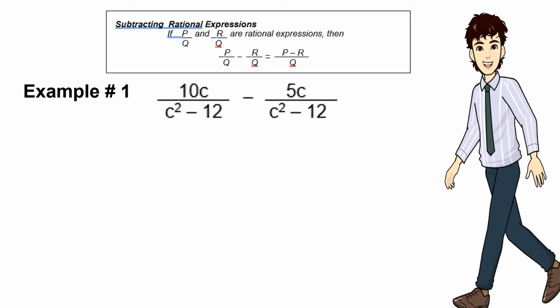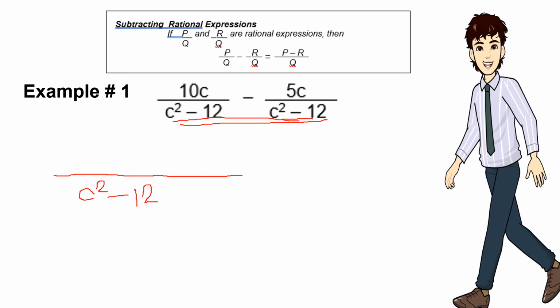So, let's have an example. Let's say we have 10c over c squared minus 12 minus 5c over c squared minus 12. So, again, consider nyo muna ang denominator. So, the denominator, pareho sila, equal to each other. So, copy na lang yung denominator. Magiging c squared minus 12. Pag pareho ng denominator, kinokopya lang.